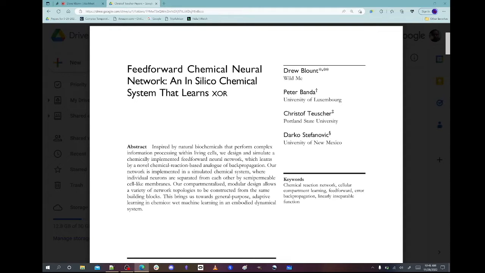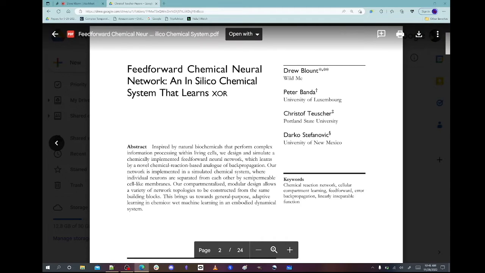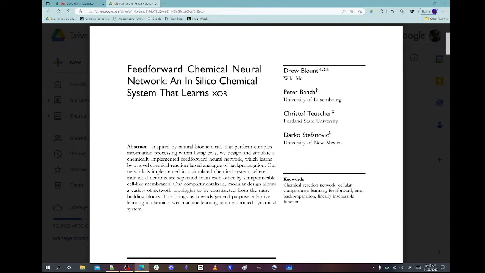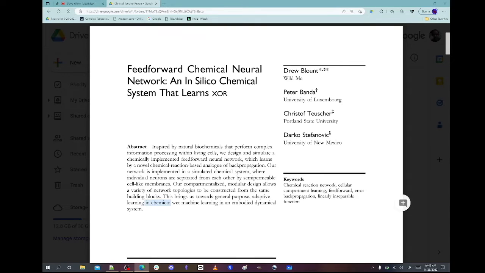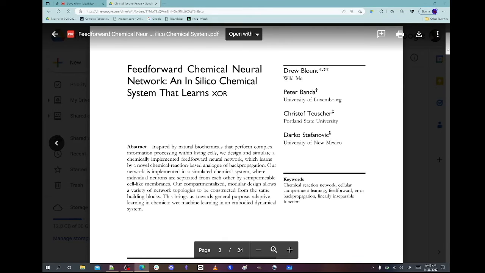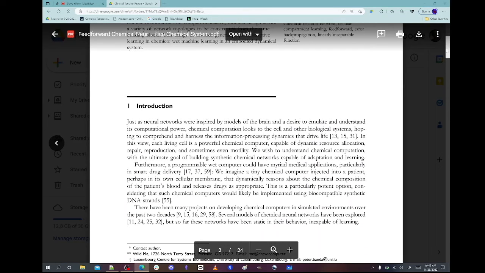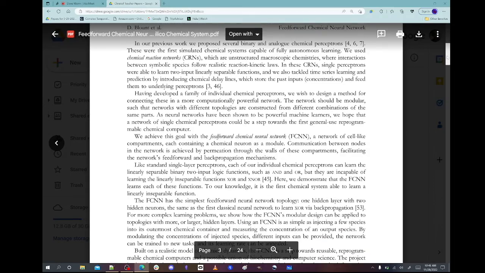So this is a compartmentalized modular design that allows a variety of network topologies to be constructed from the same building blocks. This brings us towards general purpose adaptive learning in chemico, which means that they want to be able to implement this in a chemical system, wet machine learning in an embodied dynamical system. So they talk about this as sort of an embodied system.